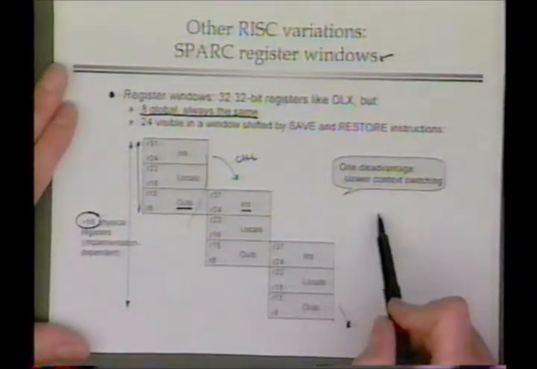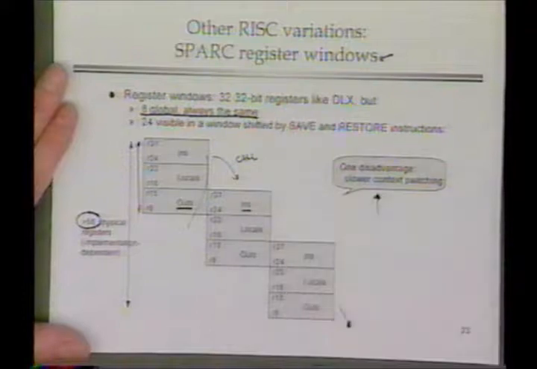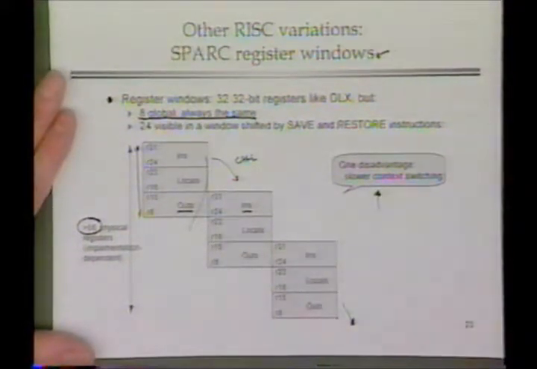And every time you switch from one task to another, you've got to dump all of those registers out to memory and reload all of those registers from the other task. So it makes context switching somewhat slower.